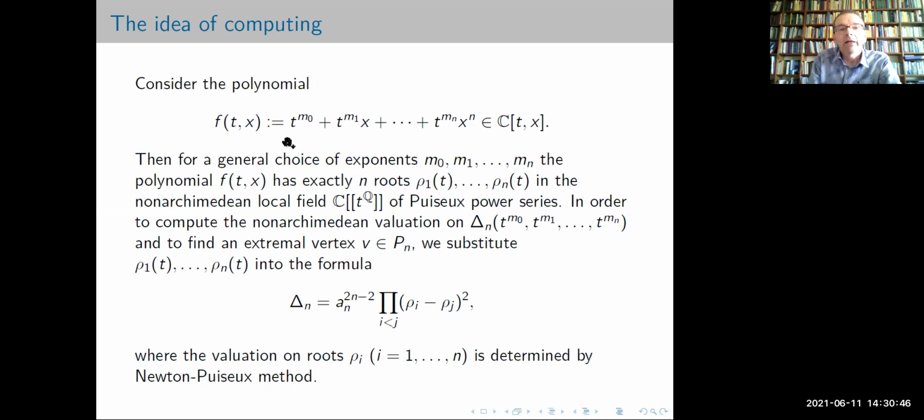So this is now how to compute it actually. For this, I consider a polynomial in two variables, T and X. So now I consider only two variables, and the coefficients will be coming from the coefficients of the linear function phi that I considered on the previous slide. So actually what I need is to consider this special polynomial depending on the choice of exponents m0, m1, mn, and evaluate the non-Archimedean valuation on the discriminant, for a sufficiently general choice of these coefficients MI.